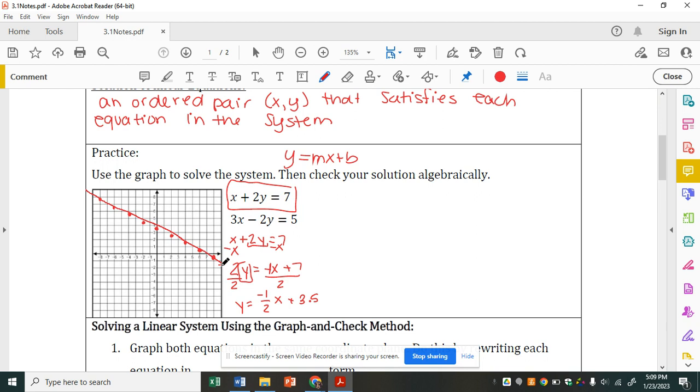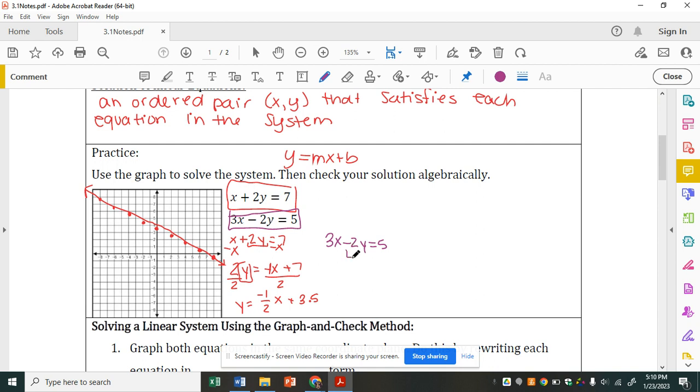So I know it's kind of an ugly line here. I'm doing the best I can, but this is what we have for my first line. I'm also going to now graph my second line on the same graph here. But same thing, I need to get this equation into slope-intercept form as well, so that I can actually graph it easily.